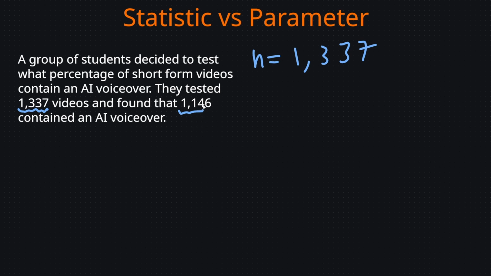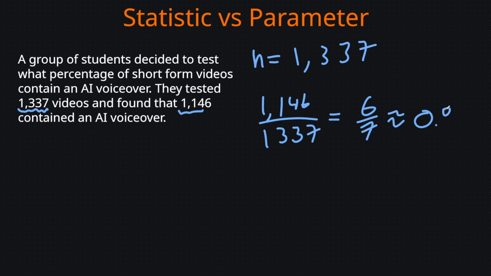And if the sample was exactly 1,146, it would also have a different meaning. So what I'm going to do to calculate a summary value is take this 1,146 and divide it by my sample size. So I get 1,146 divided by 1,337. And that equals 6 over 7, which is about equal to 0.86. So this is going to be a proportion. This is the percentage of videos that we found to have an AI voiceover. The question is, is this percentage here a statistic or is it a parameter? The answer is that this is a statistic.